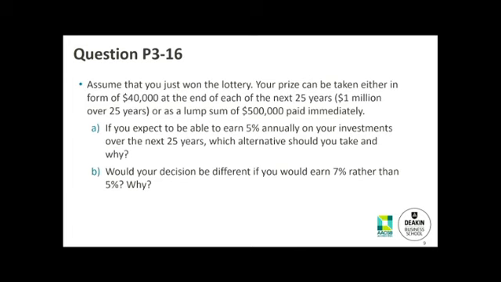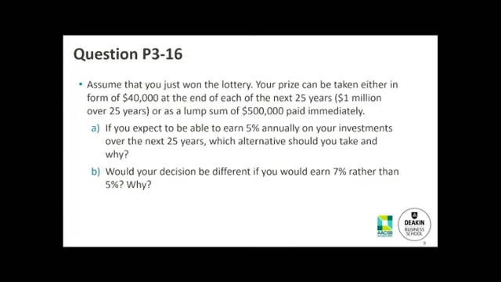If you expect to be able to earn 5% annually on your investments over the next 25 years, which alternative should you take and why? Think about this question. What is this question? You tell me. Assume you just won the lottery. You can either take the prize in the form of $40,000 every year for the next 25 years, or you can take it as a lump sum of $500,000. Two options. Which option should you go for?